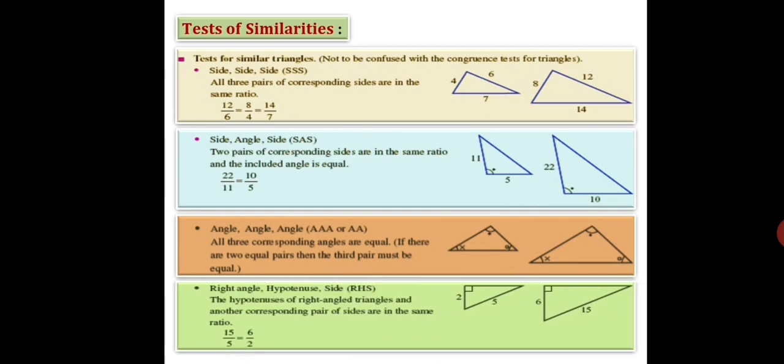The last test of similarity is right angle hypotenuse side, that is the RHS test. If the hypotenuse of a right angle triangle and another corresponding pair of sides are in the same ratio, then the two triangles are similar by the RHS test. So 15 upon 5 and 6 upon 2, that leads to a 3:1 ratio of sides. So these two triangles will be similar by RHS test. These are the tests of similarity that are very useful while solving problems.